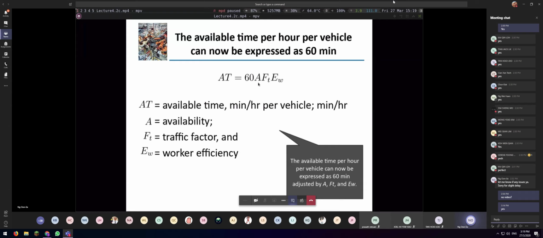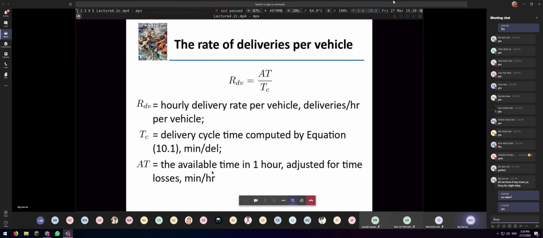Availability is a measure of how often you can actually use the vehicle, taking into account downtime and charging time, for example. Traffic factor is a measure of how much traffic there is. If you have a single vehicle and it's never blocked, then your traffic factor is 1.0. But practically speaking, you have 10 AGVs. Sometimes one will have to wait for another, otherwise you have a collision. That's the traffic factor. The more AGVs you have, the higher the traffic factor. And of course, you have your worker efficiency as well: how much you can rely on this particular worker.